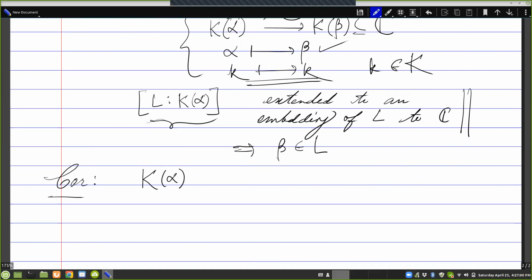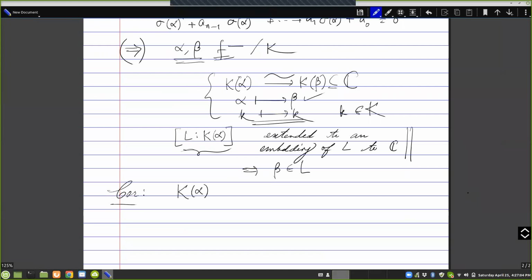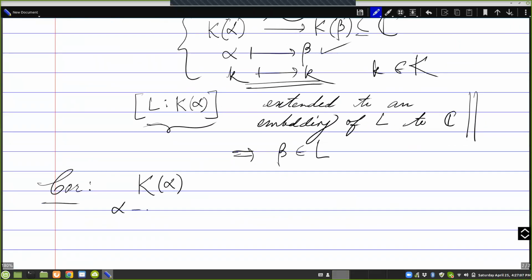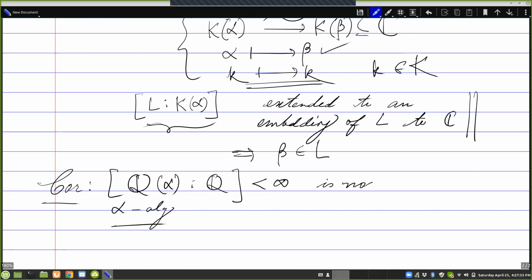And I want to leave you an exercise. Let alpha be an algebraic number. Then Q(alpha) is a finite degree extension of Q. This extension is normal if and only if Q(alpha) contains all conjugates of alpha.